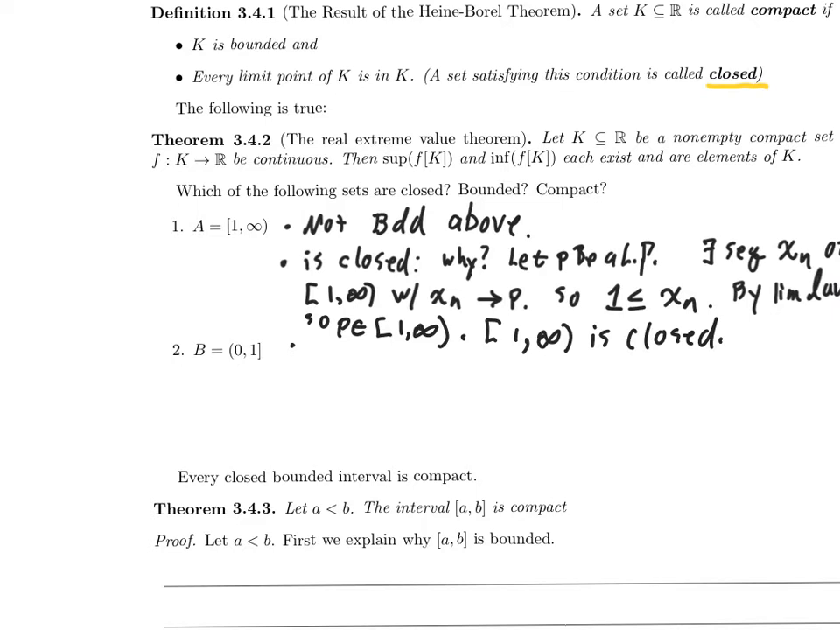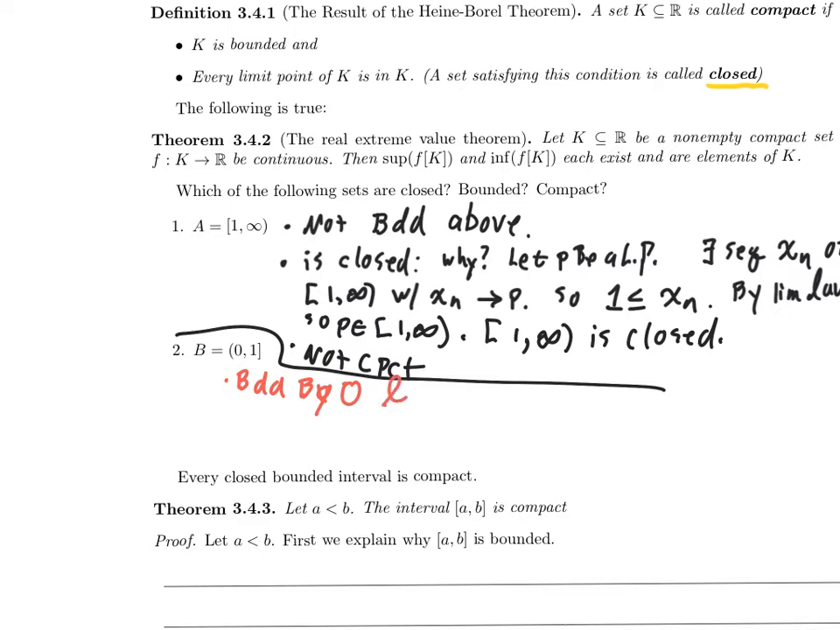But it's not bounded, and a compact set has to be bounded. A compact set is simultaneously bounded and closed. So this set is not compact. The second one, the interval from 0 to 1, well, it is bounded. It's bounded by 0 below and 1 above.